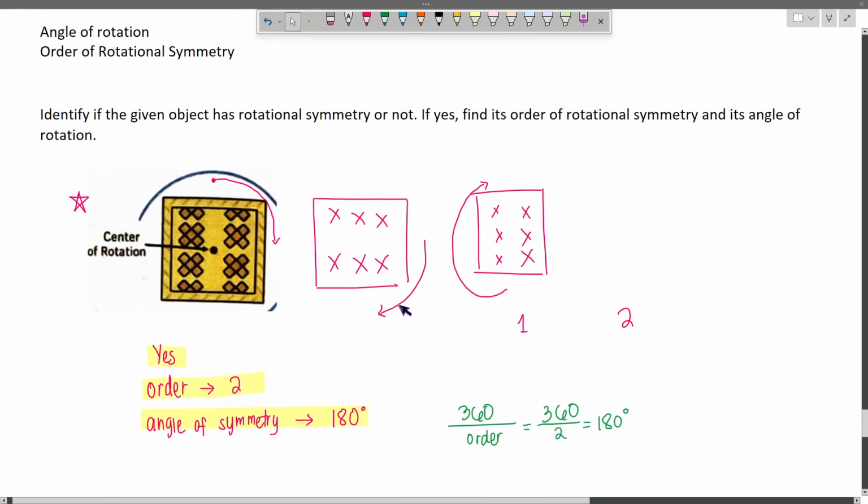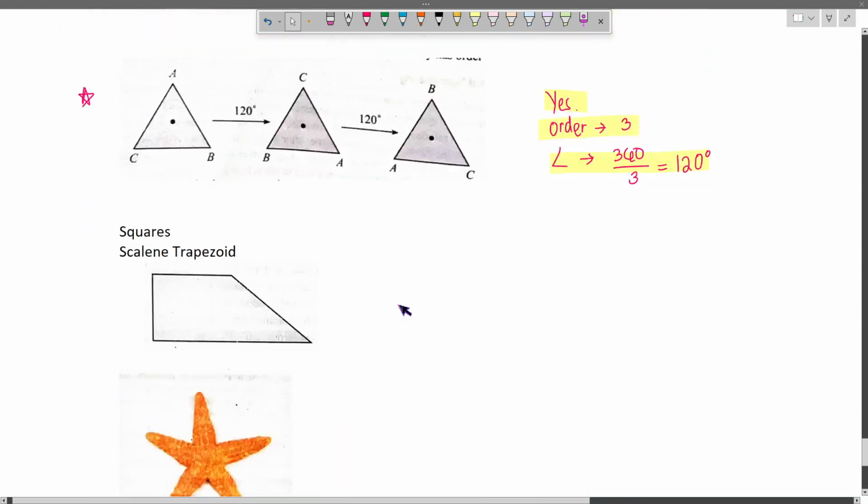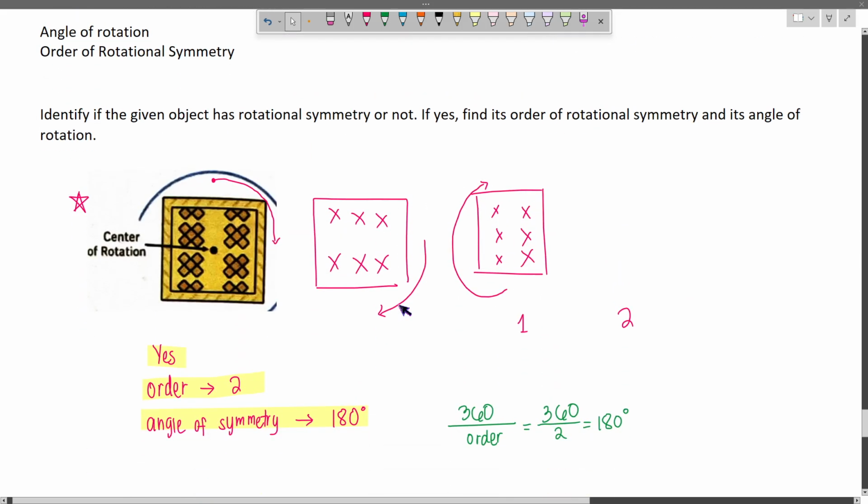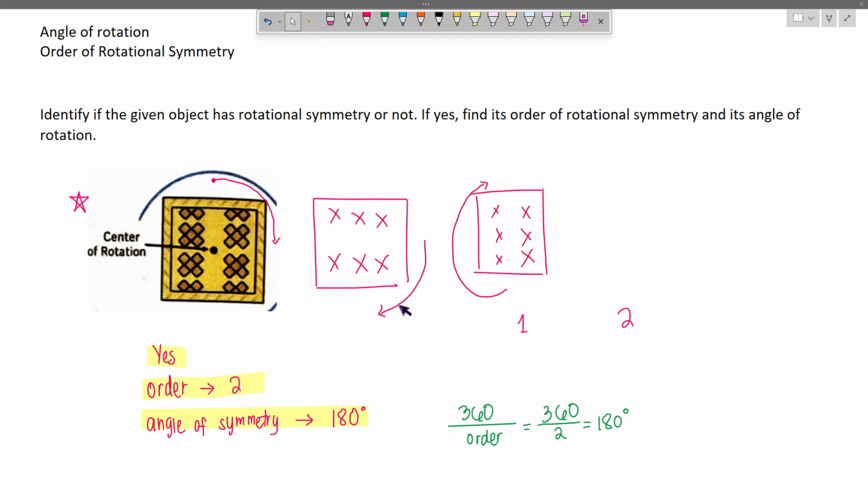So let's have some examples. I have already answered a few, so let's go through them. We have to identify whether the given object has rotational symmetry or not. If yes, we have to find its order of rotational symmetry and its angle of rotation. So first we have this.